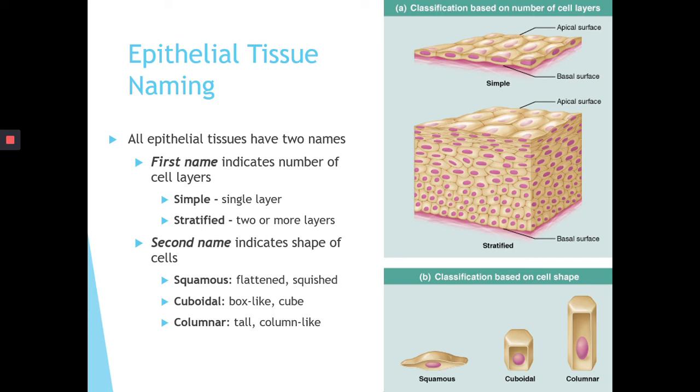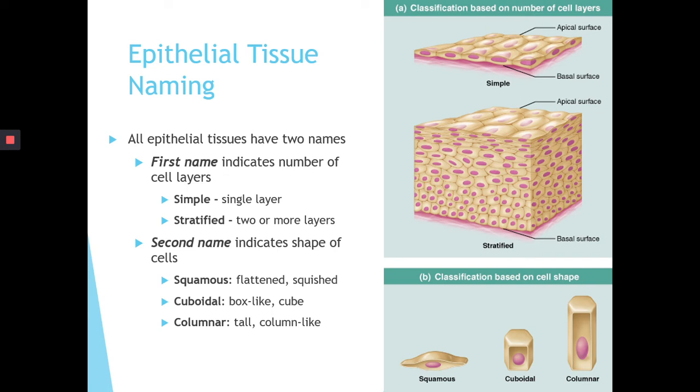Again, squamous, indicating flat cells that are kind of squished, cuboidal, which are cube-like or box-like, and then columnar, which are tall, almost kind of like piano keys or rectangles. So again, as we talk about this, just like you have a first name and last name, epithelial tissues will always pretty much have a first and a last name applied.